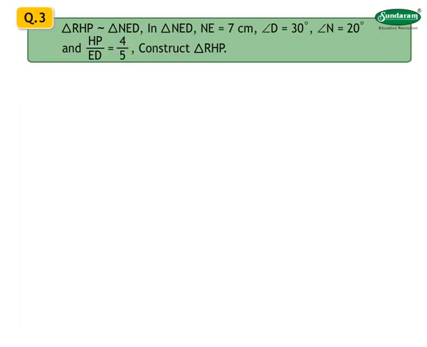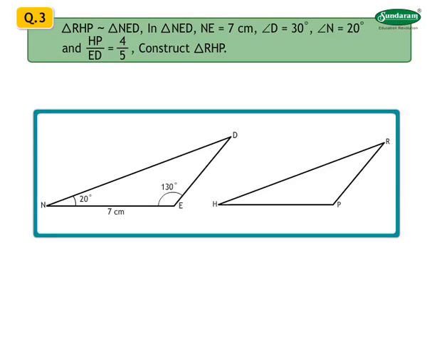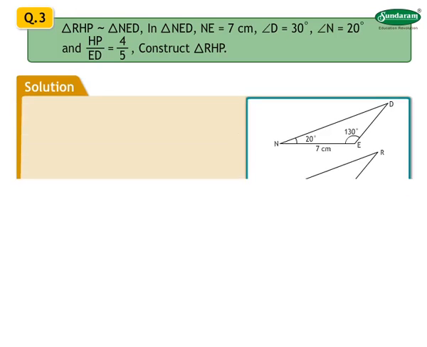Question 3. Triangle RHP is similar to triangle NED. In triangle NED, NE is equal to 7 centimeters. Angle D is equal to 30 degrees. Angle N is equal to 20 degrees. And HP upon ED is equal to 4 upon 5. Construct triangle RHP. Solution.